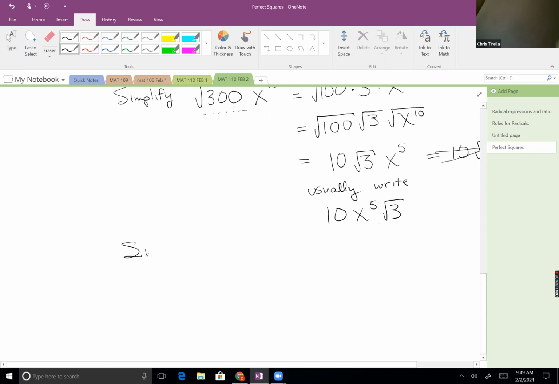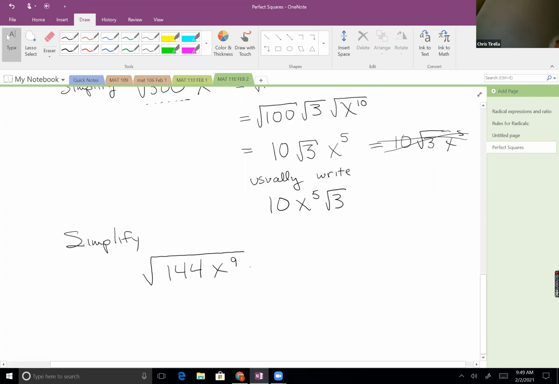So let's look at another one that's a little bit more challenging. Let's try to simplify the square root of 144 x to the ninth. So that's going to be the square root of 144 times the square root of x to the ninth. But over here, 9's odd. So x to the ninth is not a perfect square.